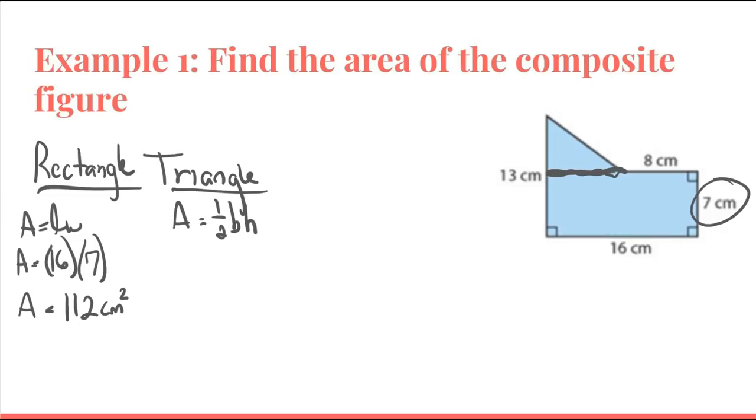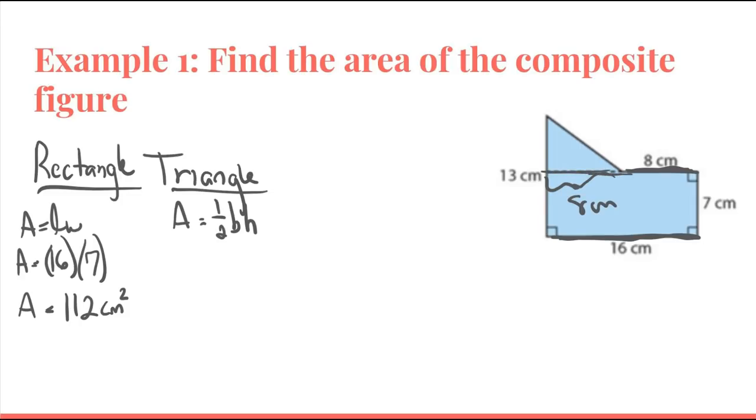Okay, the triangle isn't quite as easy to find the base and the height. They don't come out and just tell you, but we can figure it out based on the information we have available to us. So we know that the base of the entire rectangle is 16 centimeters, and we know that this part is 8 centimeters. Well, that means that my section here has to be the rest of it. So something I'm adding to 8 to give me 16 centimeters, which we all should know is 8 centimeters. So the base of my triangle is 8 centimeters.